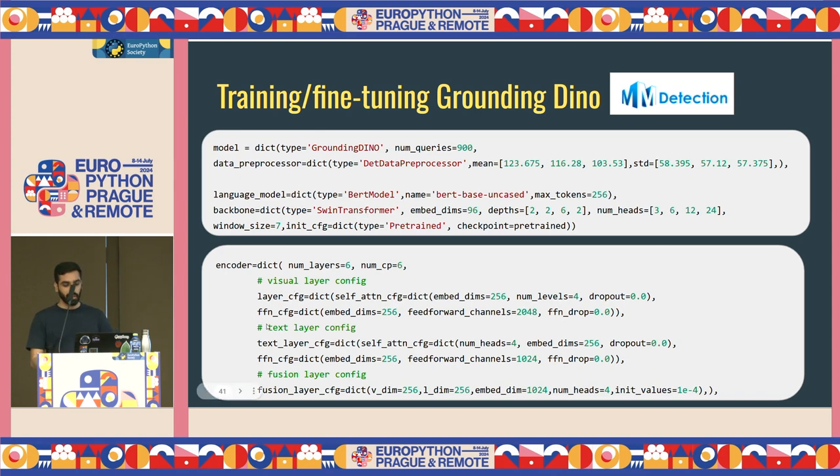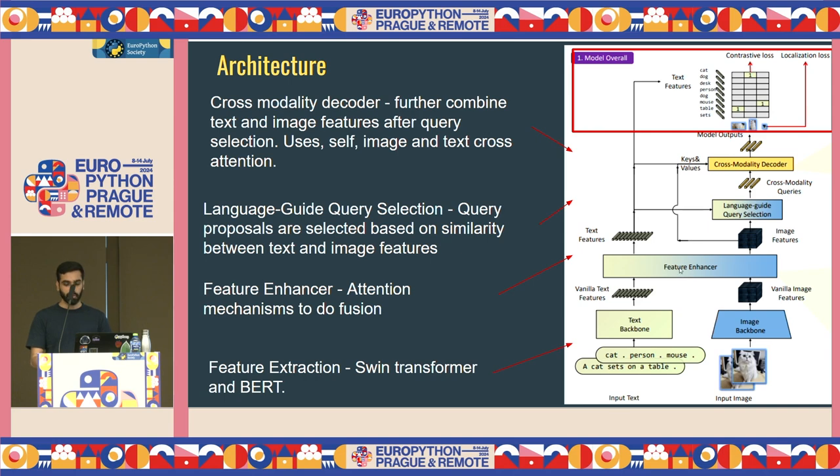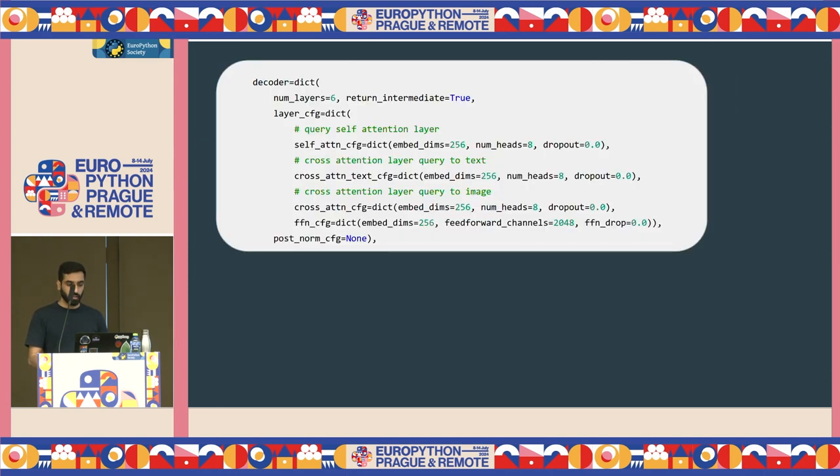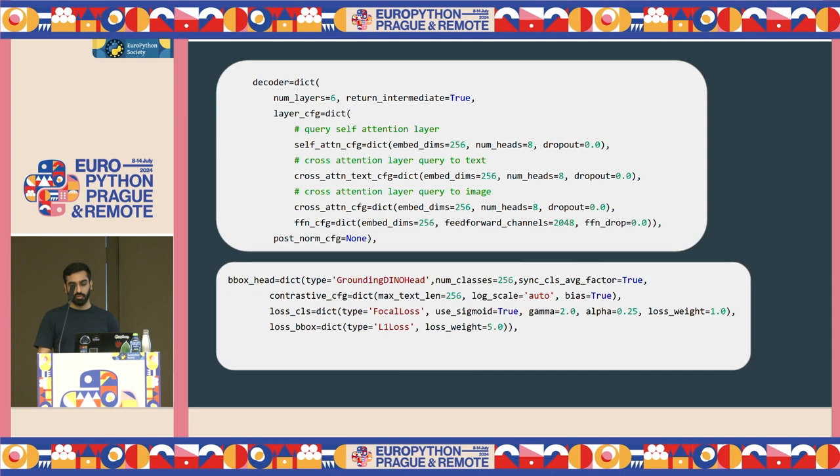And here we are passing the visual layer configuration, text layer, and fusion layer configuration, just like we saw in the fusion of text and image in the feature enhancer. Here, like we saw in the feature enhancer, similarly, we are creating this encoder. After that, we are creating a decoder, which contains self-attention and cross-attention for text and images. And after that, we create a loss function, which will be used in the config file. So here we are passing the arguments for contrastive loss and the bounding box loss. These arguments are currently set for the satellite dataset. They can be set for different domains like medical imagery or fashion imagery and so on.